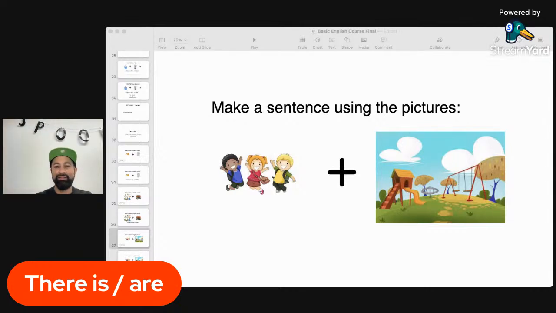So the left side is the noun, right side is the location. Most of our locations, we've been using the preposition in. So it's not that difficult. I want you to focus more on there is and there are in this situation.